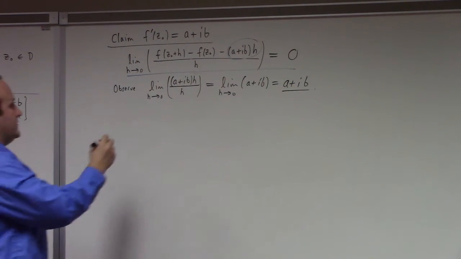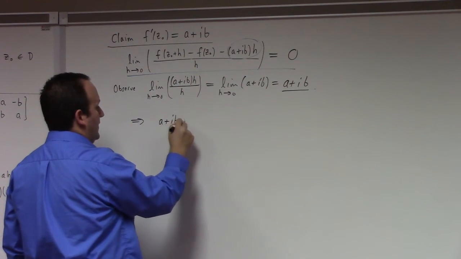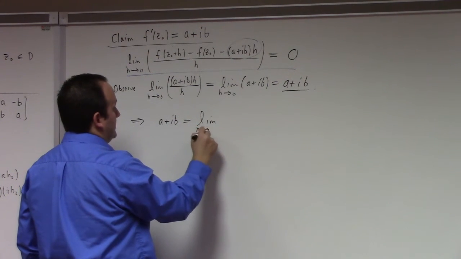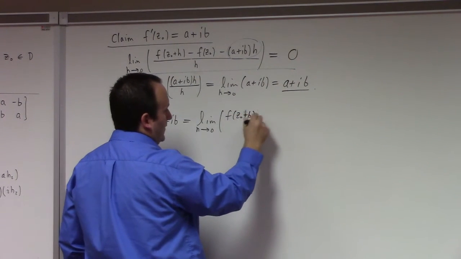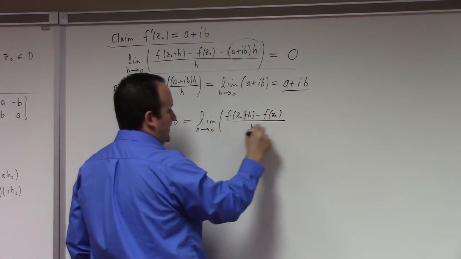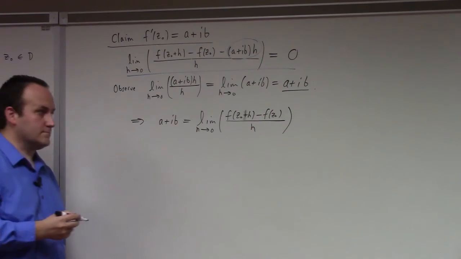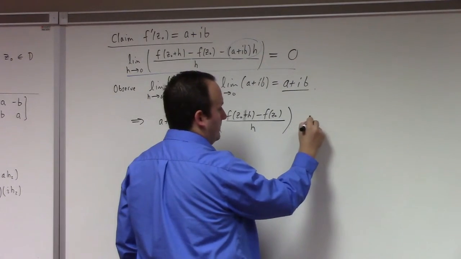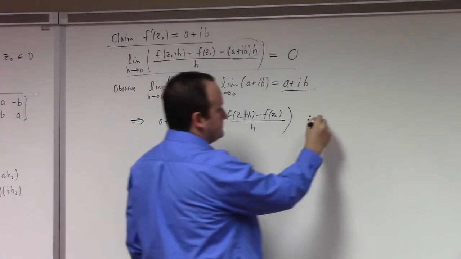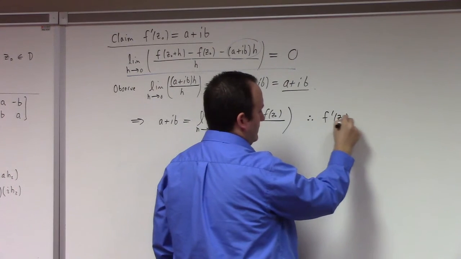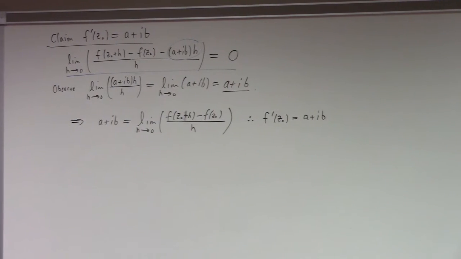So it stands to reason then that A plus iB is equal to the limit as h goes to 0 of f of z naught plus h minus f of z naught divided by h. But what is this? Therefore, f prime of z naught equals to what? Yep. But what is A plus iB? Remember the notation I introduced at the start of all this?